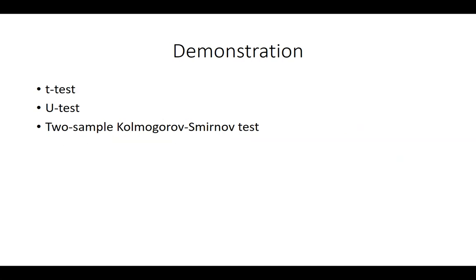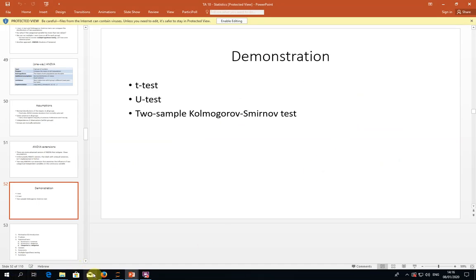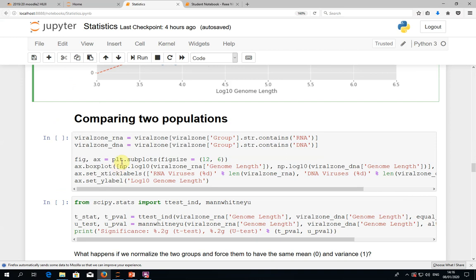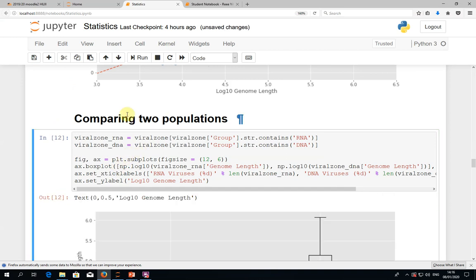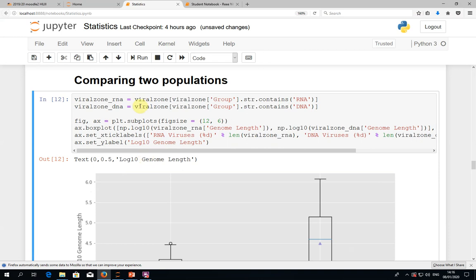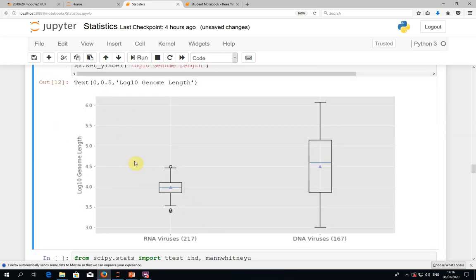And let's do a demonstration. OK. So we want to compare two populations. As an example, we will take the example that we mentioned of comparing the genome length of DNA and RNA viruses as we extract from Virus-Host DB. So I wrote some code here that extracts the relevant viruses and creates this box plot, which you can see for the 217 RNA viruses.